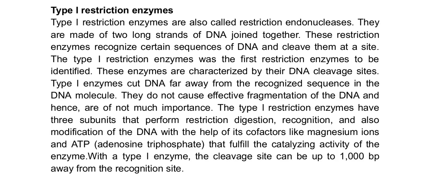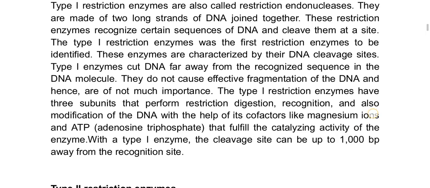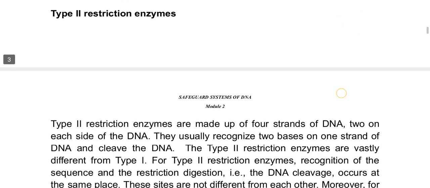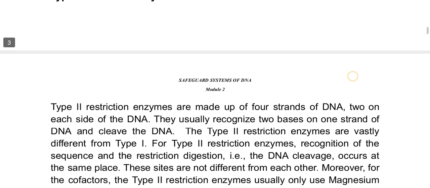The type 1 restriction enzyme has 3 subunits that perform restriction, digestion, recognition, and also modification of the DNA with the help of its cofactors like magnesium ions and ATP, adenosine triphosphate, that fulfill the catalyzing activity of the enzyme. With the type 1 enzyme, the cleavage site can be up to 1000 base pairs away from the recognition site. Then type 2 restriction enzyme.